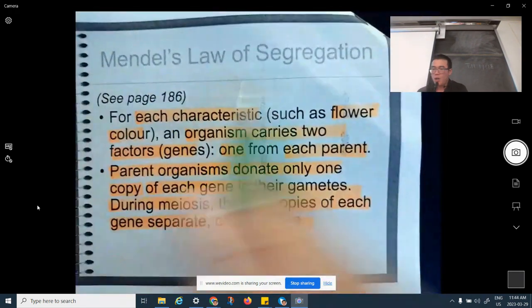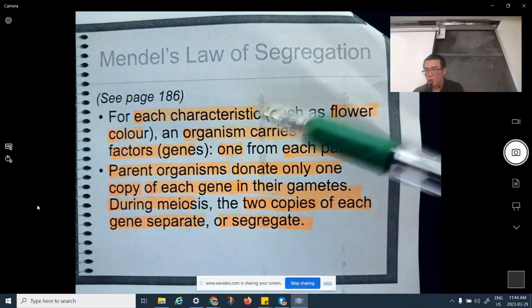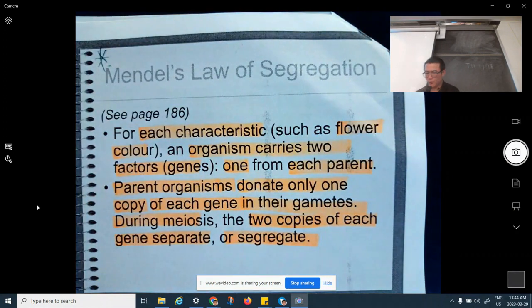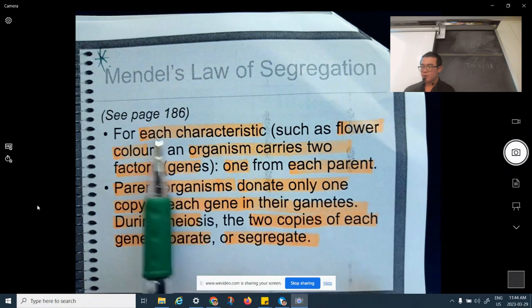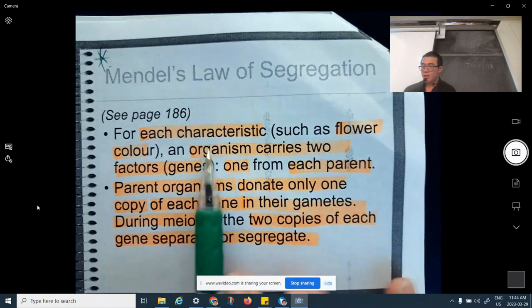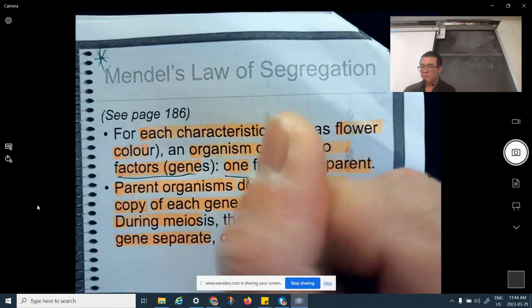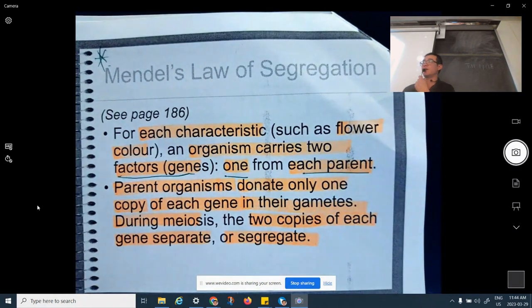So Mendel's law of segregation. This is another rule that you really should know. What he establishes is that each trait, each characteristic, like flower color, carries two factors or two genes, one from each parent.